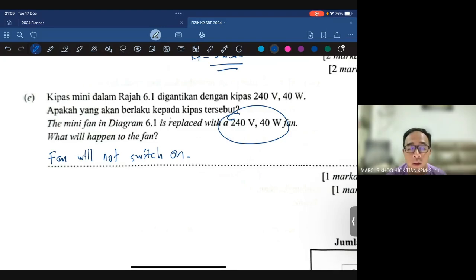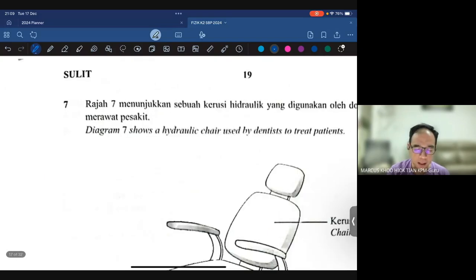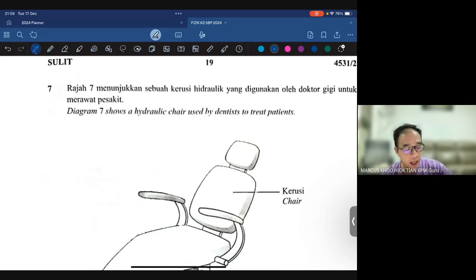Or the fan will not function. Yeah, the fan will not function. I think it's also an okay answer. Basically because the fan's demands are too high. Transistor, it's such a small and delicate equipment. 6 volts saja kamu perlu. Ini mau 240 volt, baru dia boleh berpusing. It cannot function. Okay. All right, number 7, hydraulic chair.